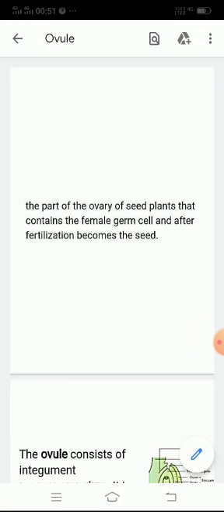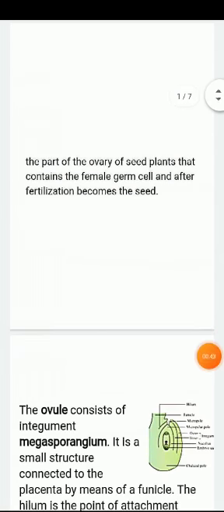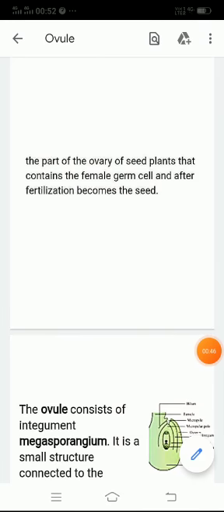What is ovule? Ovule is the part of the ovary of seed plants that contains the female germ cell and after fertilization becomes the seed. We are going to start the structure of ovule from inside out.